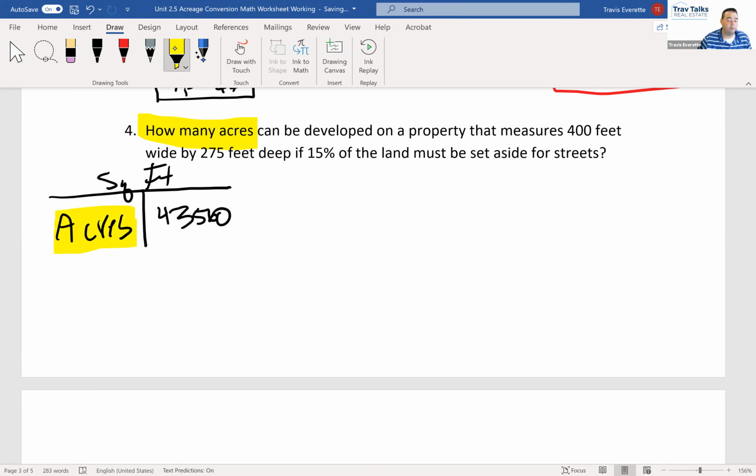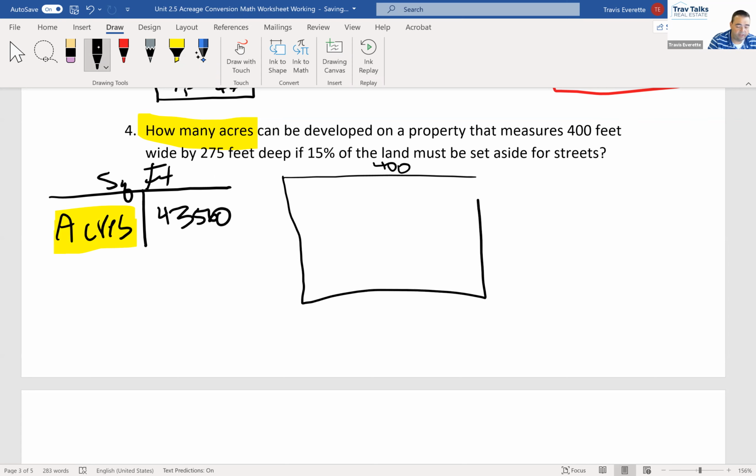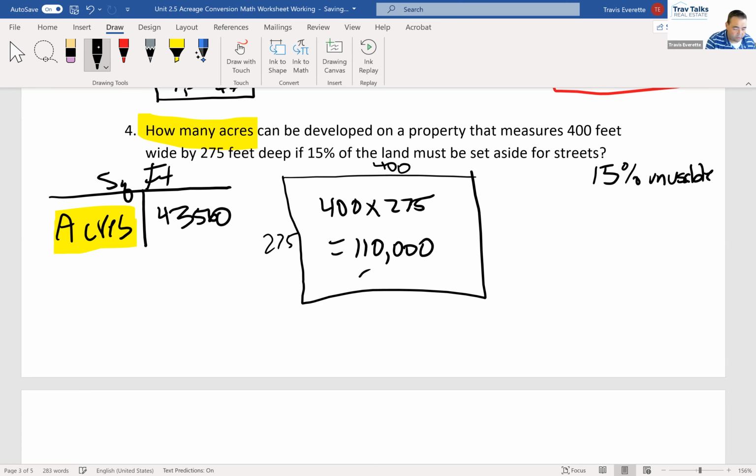How many acres can be developed on a property that measures 400 feet wide? So let's draw a picture here for ourselves. 400 feet wide by 275 feet deep, okay? If 15% of the land must be set aside for streets, so 15% is unusable, because they want to know how much we can develop, but we can't use that 15%. Well, let's figure out what we've got total first. Let's do our 400 by 275. When we do that, we get 110,000 square feet.